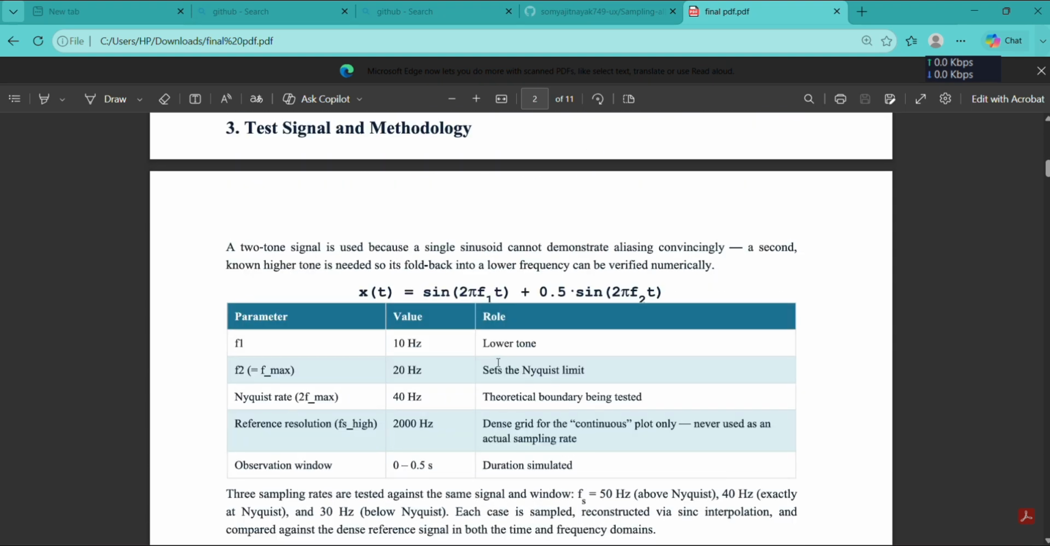I made a sample two-tone test signal, which is 10 hertz and 20 hertz, added together. Nothing fancy. The reason I use two tones instead of one is actually kind of important. With one sine wave, you cannot really prove aliasing happened. You would just see a slower wave and have no way to know it's fake. With two tones, there is an advantage: if one of them folds down and lands on top of the other, you can catch it red-handed, and that's the whole trick.